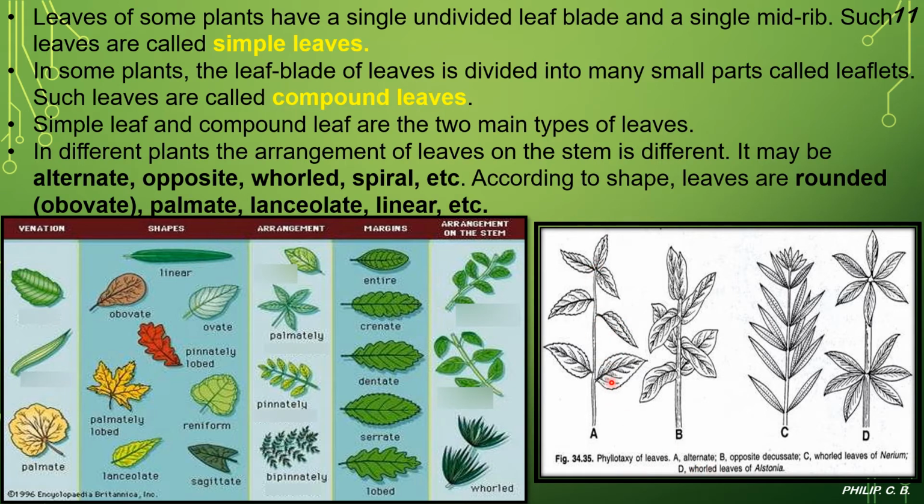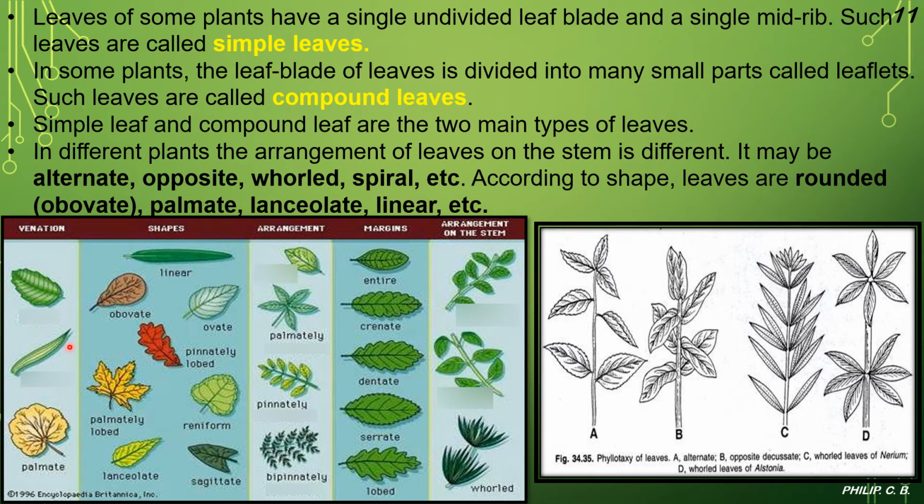A, we can see alternate, how the position is lying alternately. Then B part, which is opposite, decussate. You can see it is not alternate but opposite. The arrangement is called decussate. Whorled leaf, you can see it is like how the petals of a flower are arranged. That's why it is called whorled leaf. Then fourth, again whorled leaf, but the arrangement is slightly different. Then I added one more image which is not there in your textbook, but for your understanding, venation.